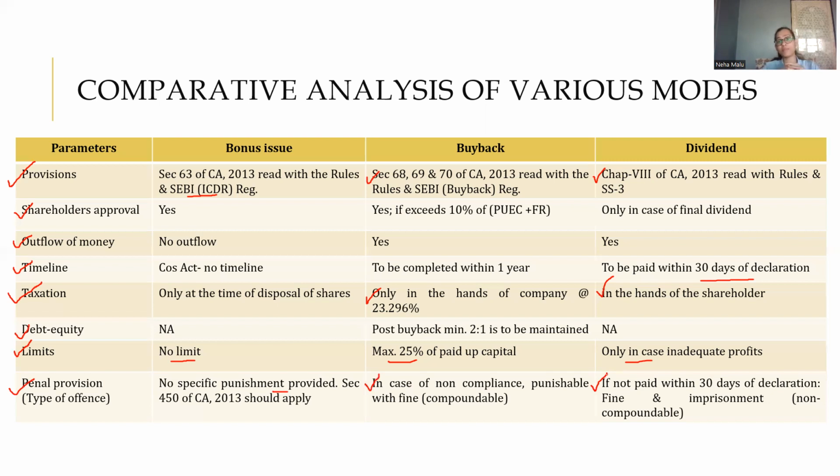So the companies, before opting for which option to go for when it comes to distribution of accumulated profits, will have to analyze on the parameters which I've mentioned. This is actually an illustrative list of parameters. There are various other parameters as well that the company needs to comply, and basis that analysis on different parameters, a decision is required to be made.